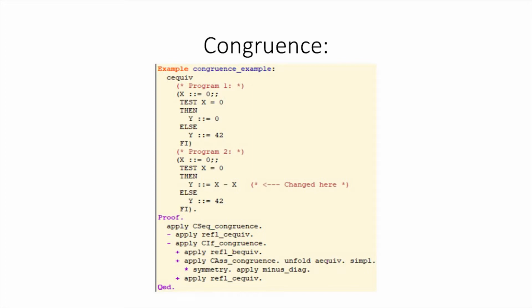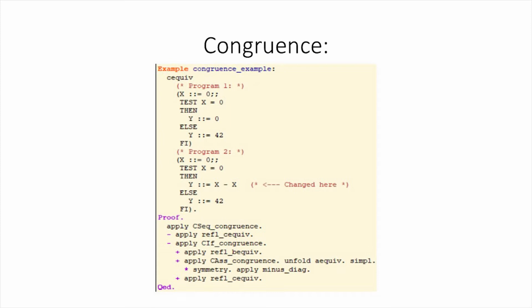In the slide on congruence, we have a simple example of two programs that are shown to be congruent. So the theorem that the authors provide, the CSEQ congruence, shows that for all C1, C1 prime, C2, and C2 prime, if the command's equivalence is shown between C1 and C1 prime, and between C2 and C2 prime, then we can show equivalence between C1 sequenced with C2, and C1 prime sequenced with C2 prime.